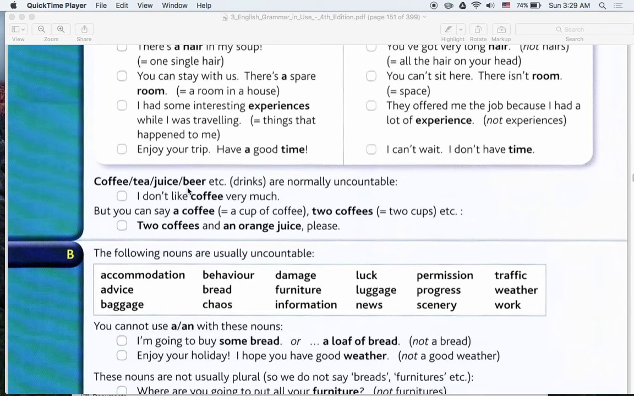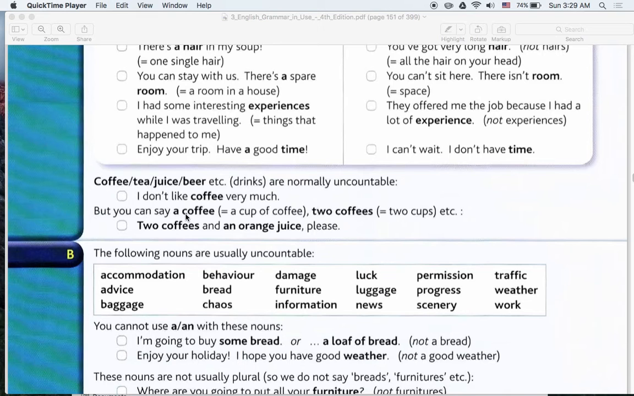Coffee, tea, juice, beer, etc. Drinks are normally uncountable. I don't like coffee very much. If it is uncountable, we don't use an article. I don't like coffee very much, just coffee in general.